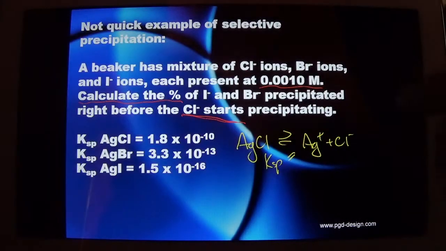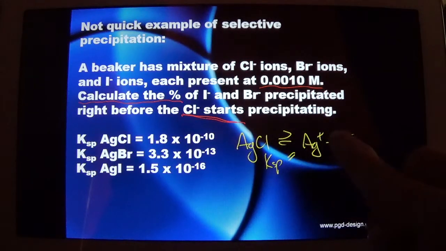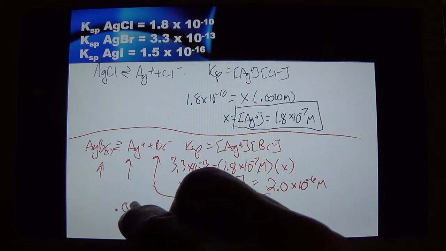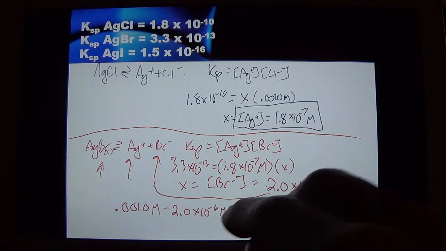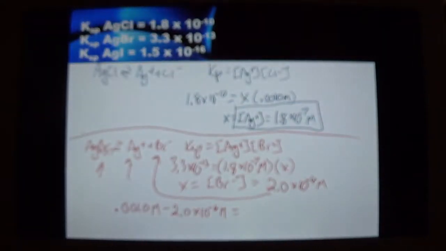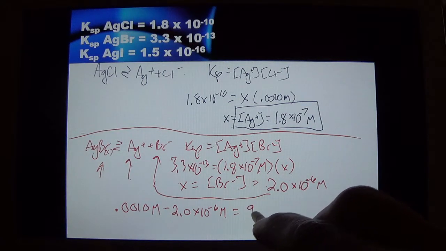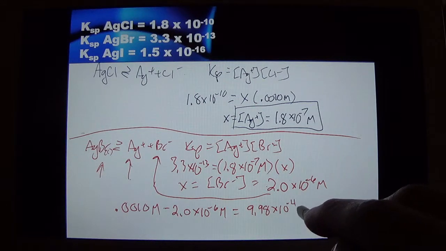Okay, now let's go back to the original question. The original question is calculate the percent of it precipitated. Did I now have a number for how much precipitated? Please tell me no. I do not have a number for how much precipitated. I have a number for how much is left as ion. So how do I know how much is precipitated? Well, that should be an easy question in your head. Take your starting amount, subtract what is left over, and that will get you how much has precipitated. So, how much has precipitated is 9.98 times 10 to the negative 4 molarity.